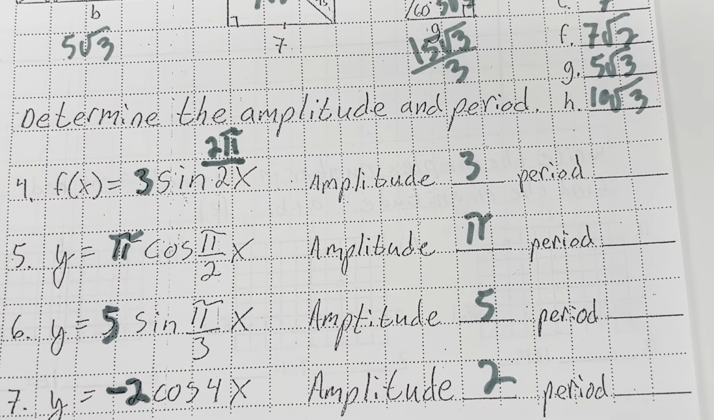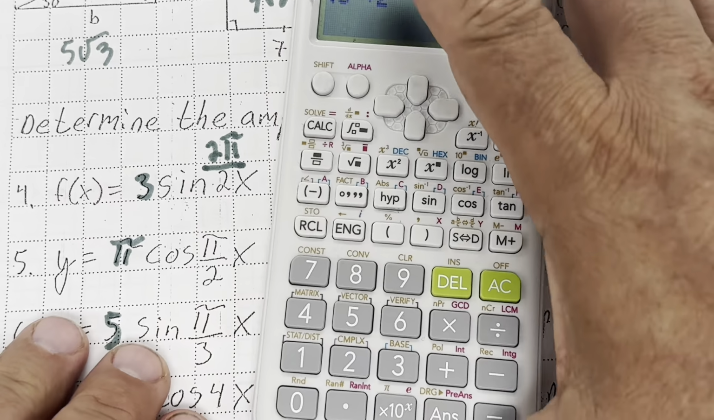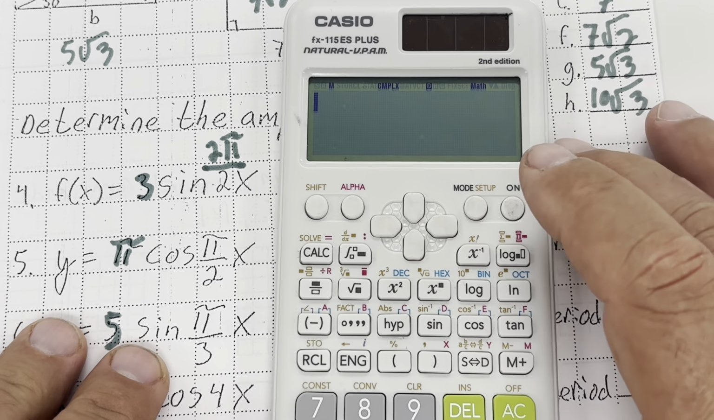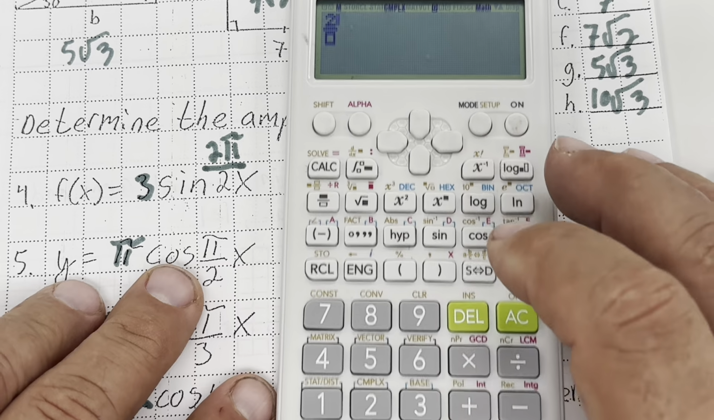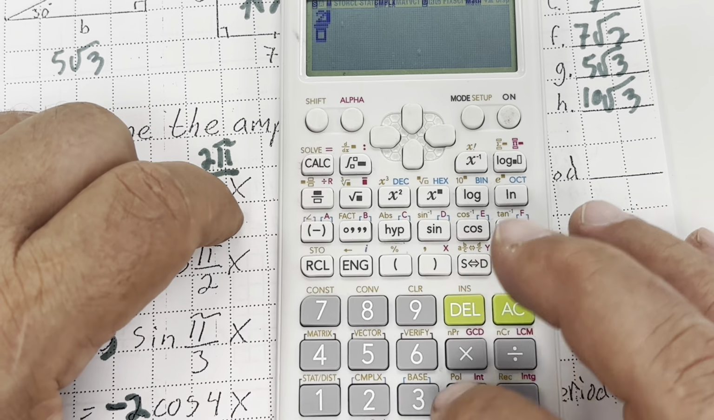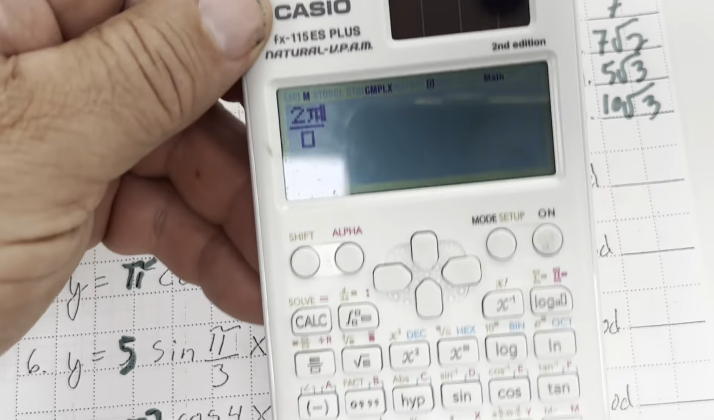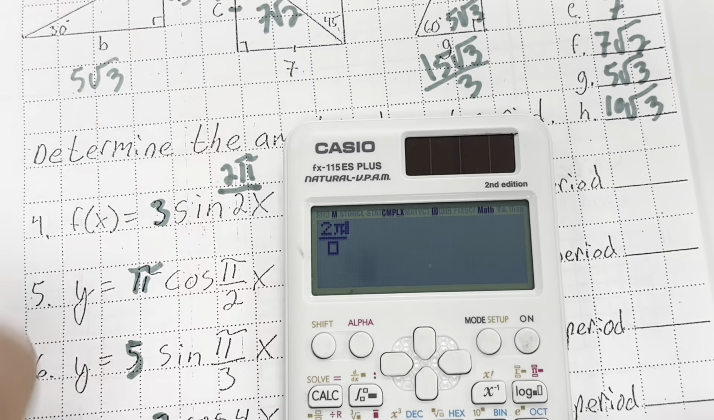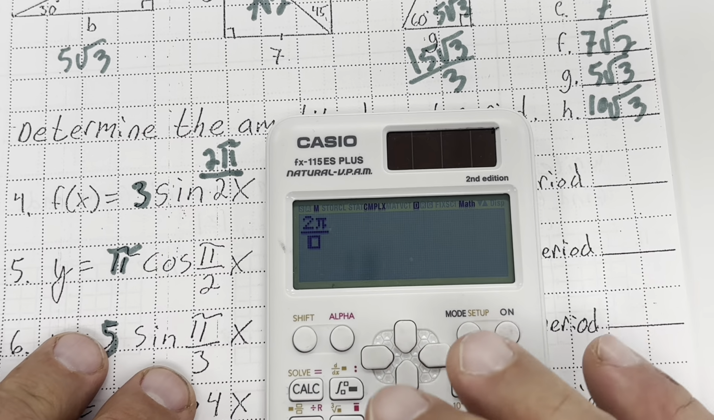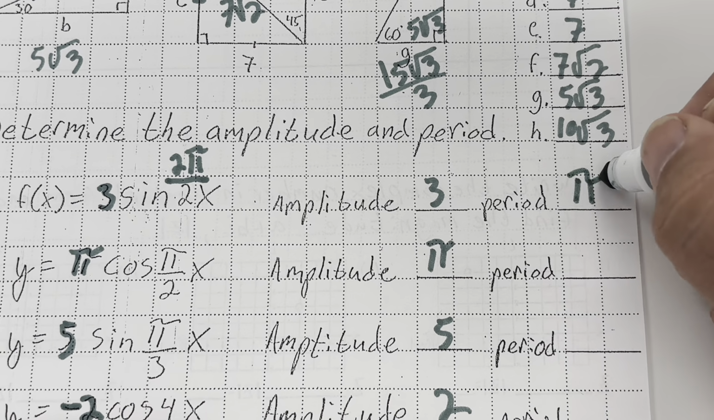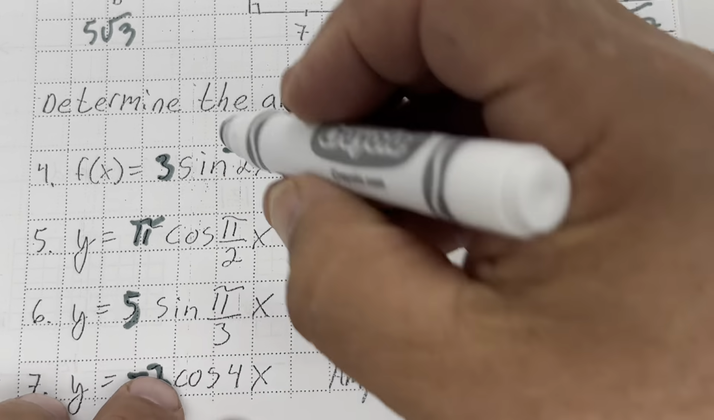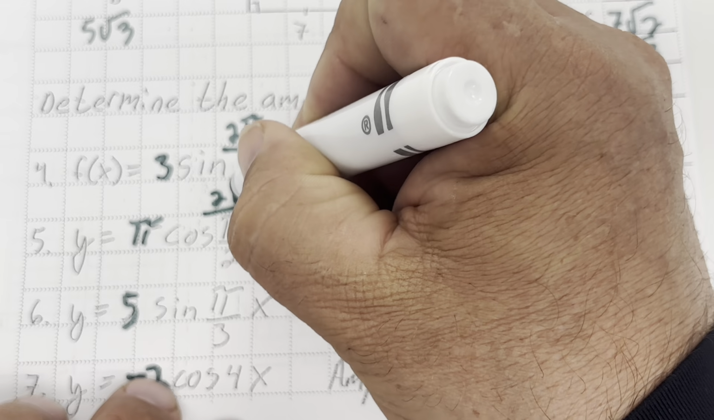So if your arithmetic isn't good, let's use the calculator. We're going to turn it on, and we're going to hit the fraction button. And on the top, we're going to put 2, and to find the pi, it's down here. You have to hit shift and the button way down here. And that'll give us 2 pi divided by 2. And that gives us just pi. So our period is pi.